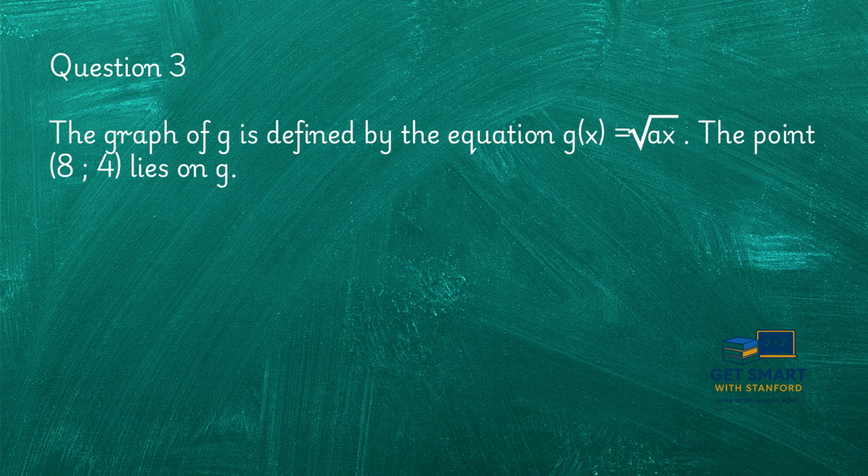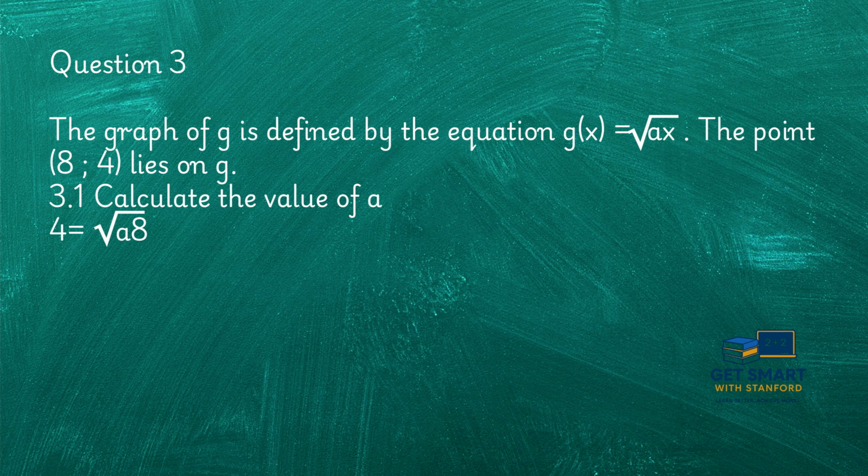In question 3, they say the graph of g is defined by the equation g(x) = square root of ax. We are also given the coordinates of the point that lies on the graph of g. In 3.1, to calculate the value of a, we simply plug in the values of x and y from the point that is given.